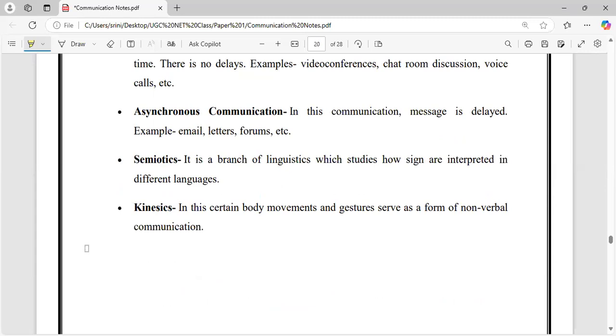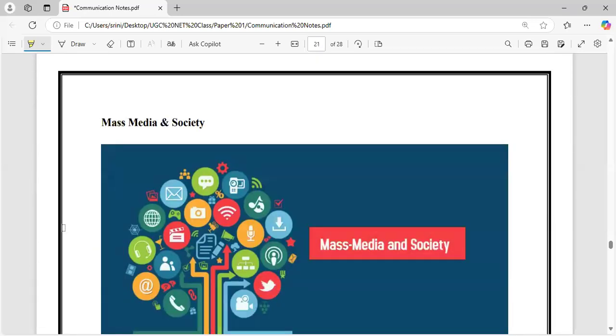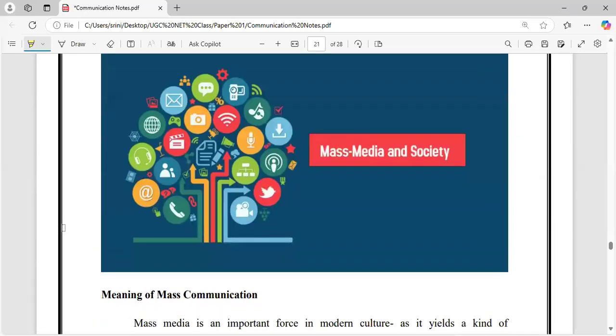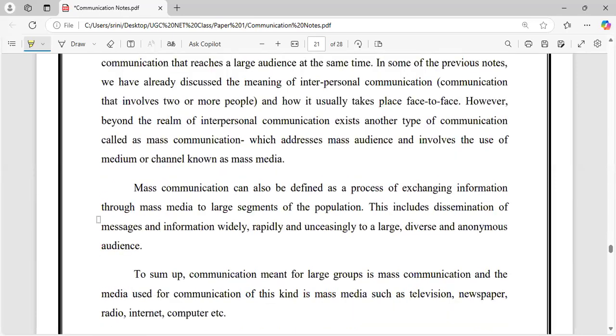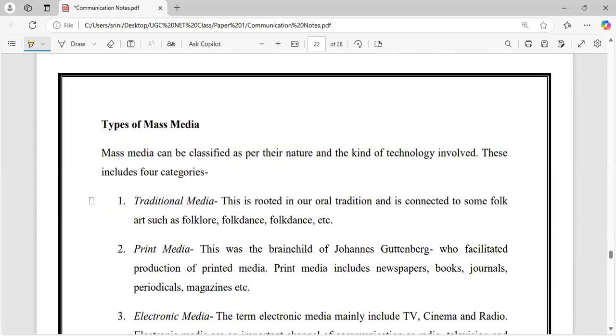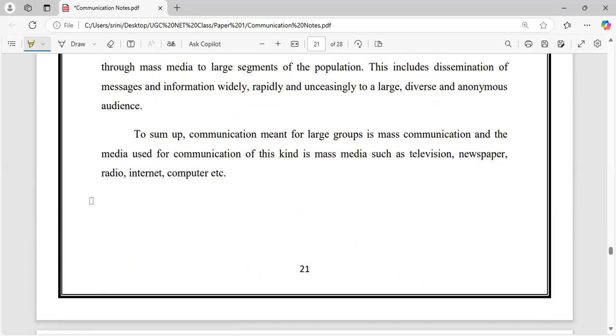Okay. And then kinesis. In this, certain body movements and gestures serve as a form of non-verbal communication. Our body movements and gestures. It's kinesis, study of body movements and gestures. And then mass media and social. Here in mass media, we have television, newspaper, radio, internet, computer.